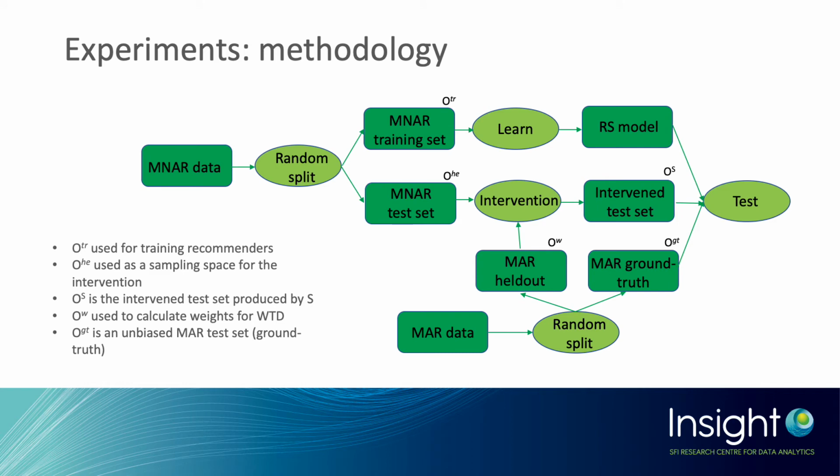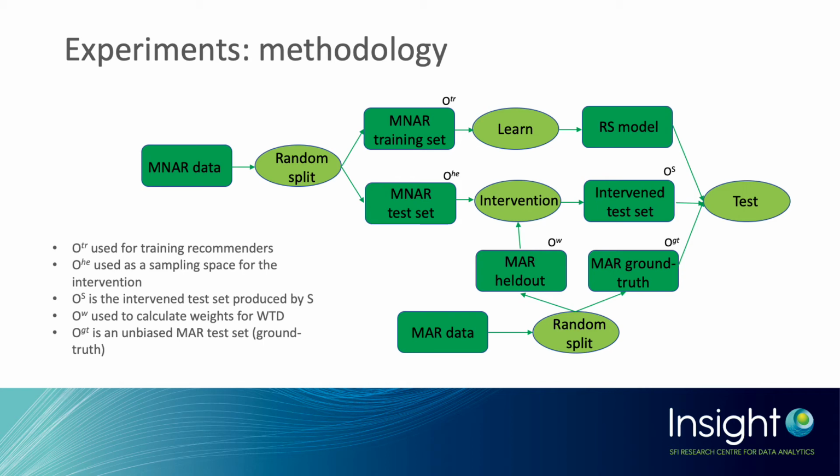This is the methodology we use for our experiments. It looks complicated, but I will try to make it simple. Of course, more details are included in the paper. The objective of the experiments is to assess if and to what extent the intervention approach, and in particular our proposed WTD, are successful in reducing the bias in the evaluation.